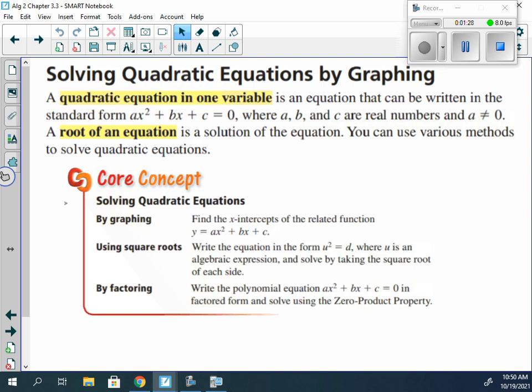Now, a root of the equation is a solution of the equation, and we can find it using various methods. Really, we're trying to find out what value of x will make the function equal 0.